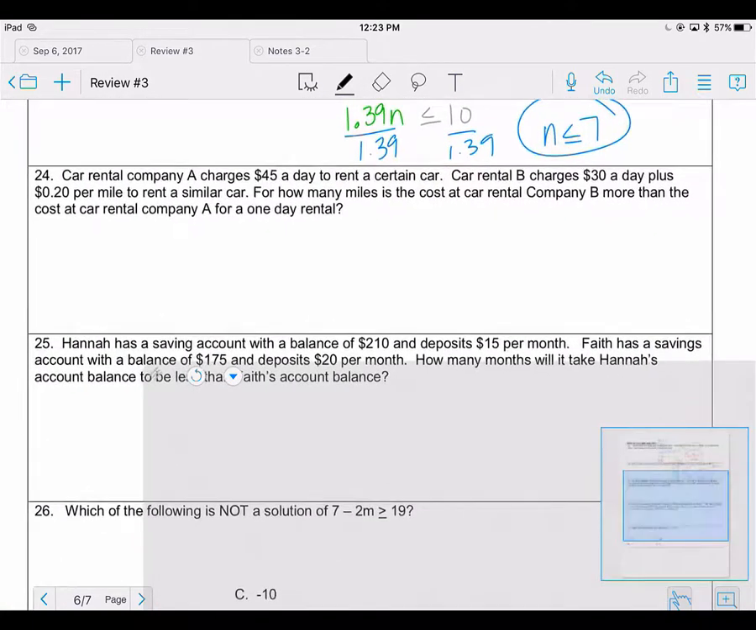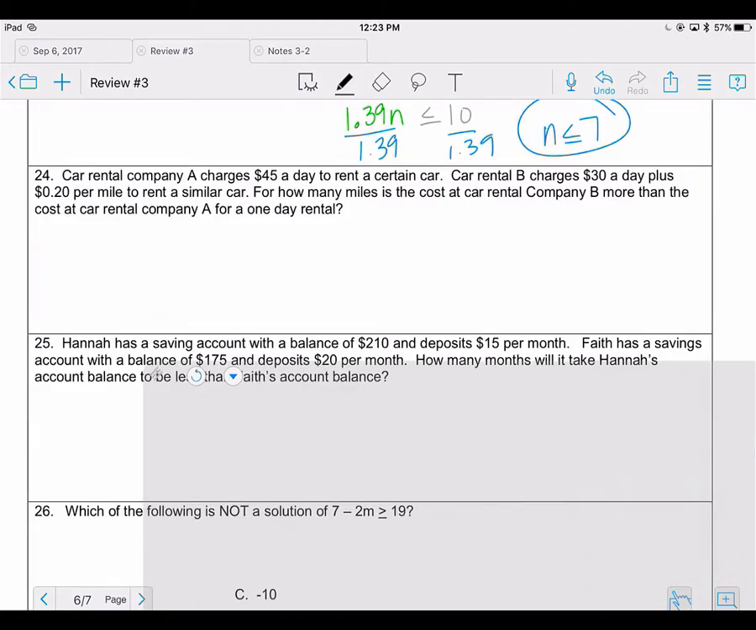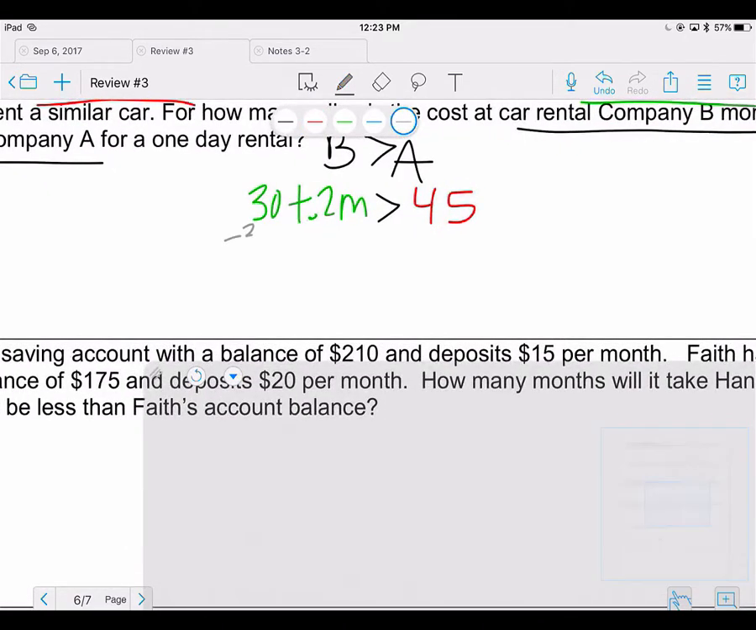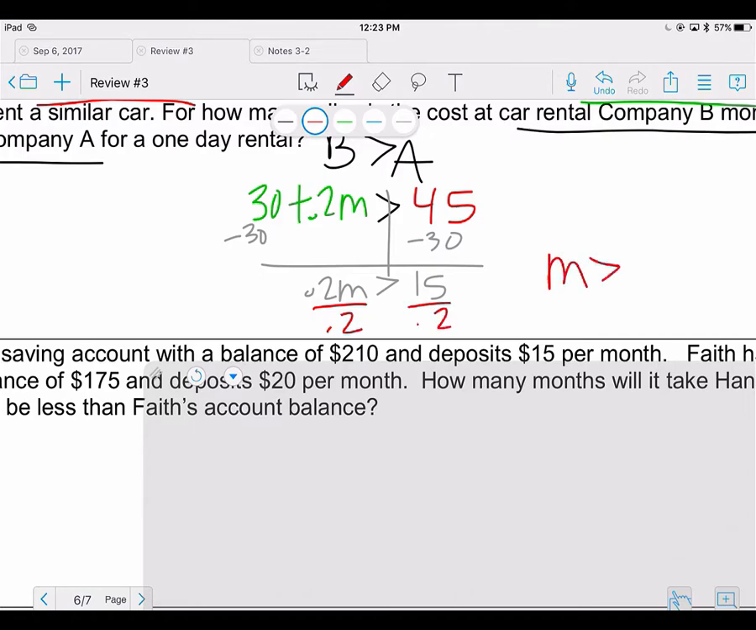For 24, they give you different information, and they are asking where B would be more than A. So that comes from right here. The information about B is that it's $30 a day plus 20 cents per mile. And then A is just $45. To solve, we subtract 30 from both sides. So 0.2m is greater than 15. Divide by 0.2, and m is greater than 75.